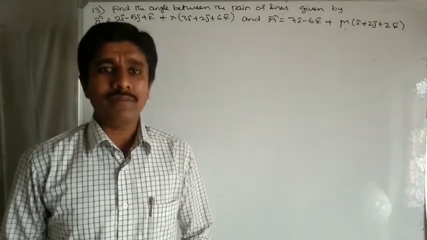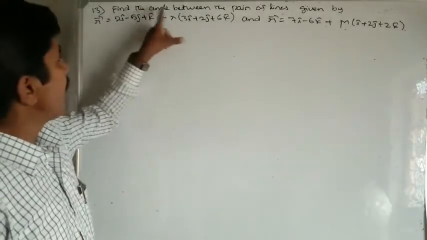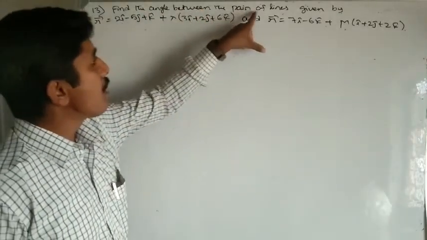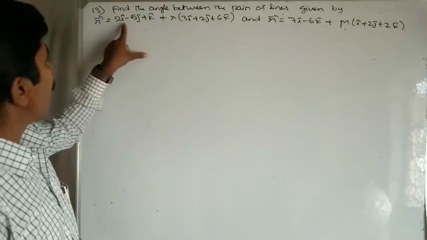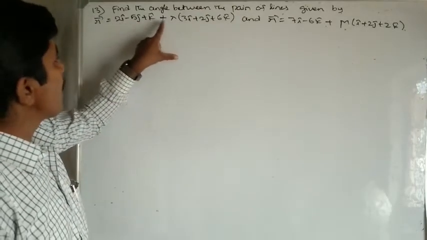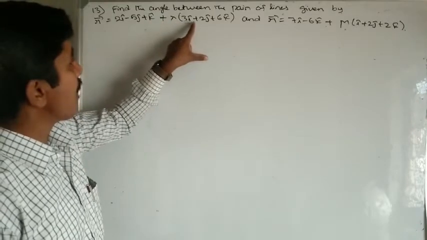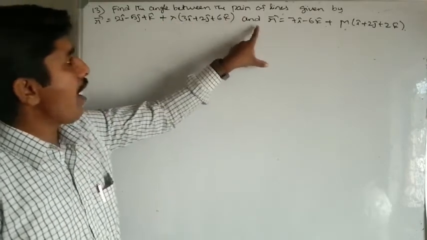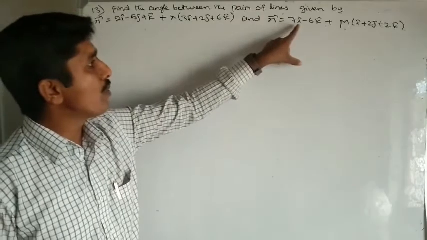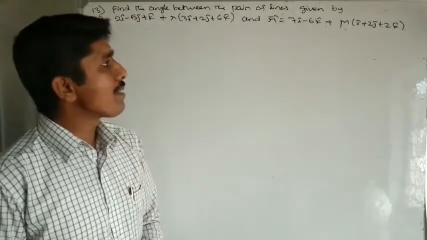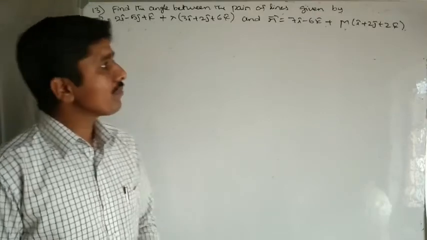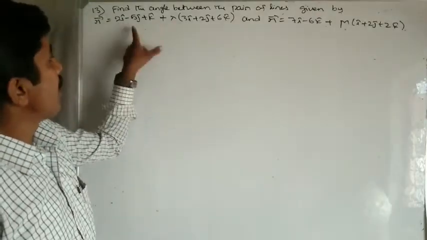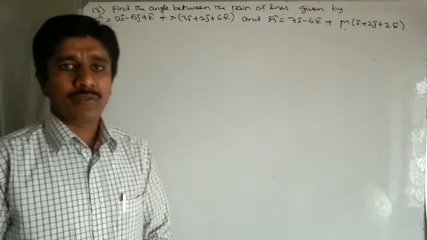Now go to the problem. Find the angle between the pair of lines given by vector r equal to 2i minus 5j plus k plus lambda of 3i plus 2j plus 6k, and vector r is equal to 7i minus 6k plus mu of i plus 2j plus 2k. So clearly your given lines are in vector form.